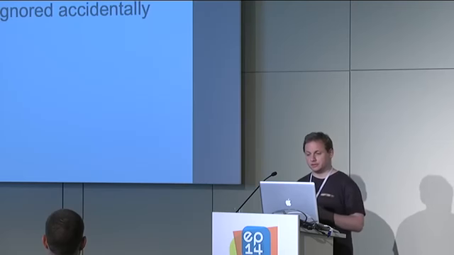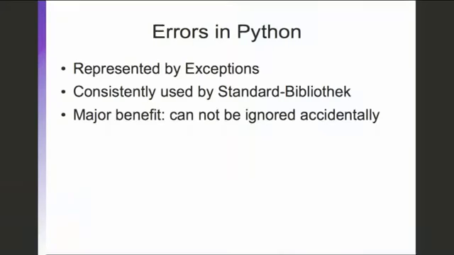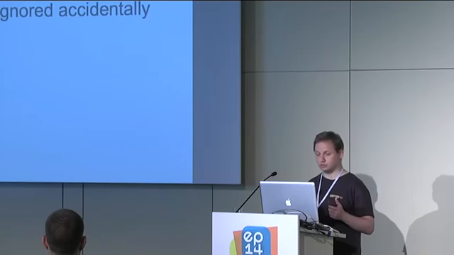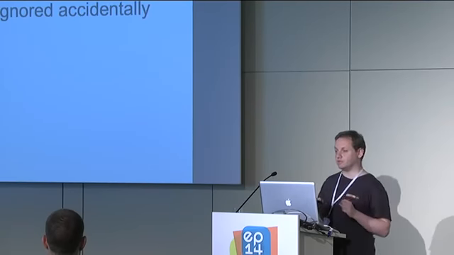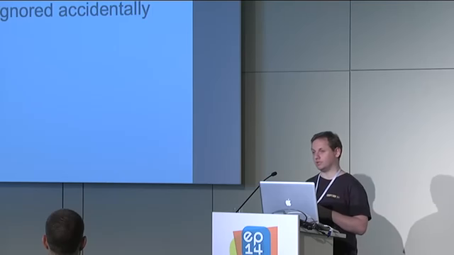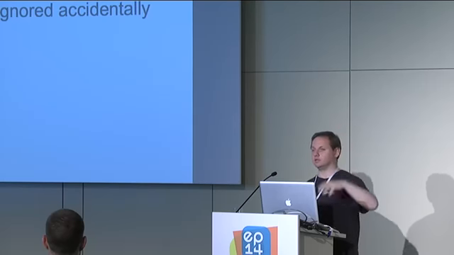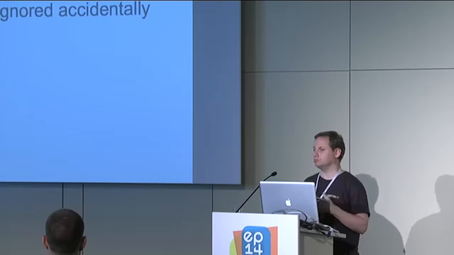Okay, errors in Python. The widely used way to represent errors are exceptions. You can do funny values, you can do global variables, but essentially and consistently the standard library uses exceptions to represent errors, and I encourage you to do the same. The major benefit of exceptions is that they cannot be ignored accidentally. You don't have to check, is there an error? Once an exception is raised, it just traverses up the calling stack until some routine decides to deal with the error.